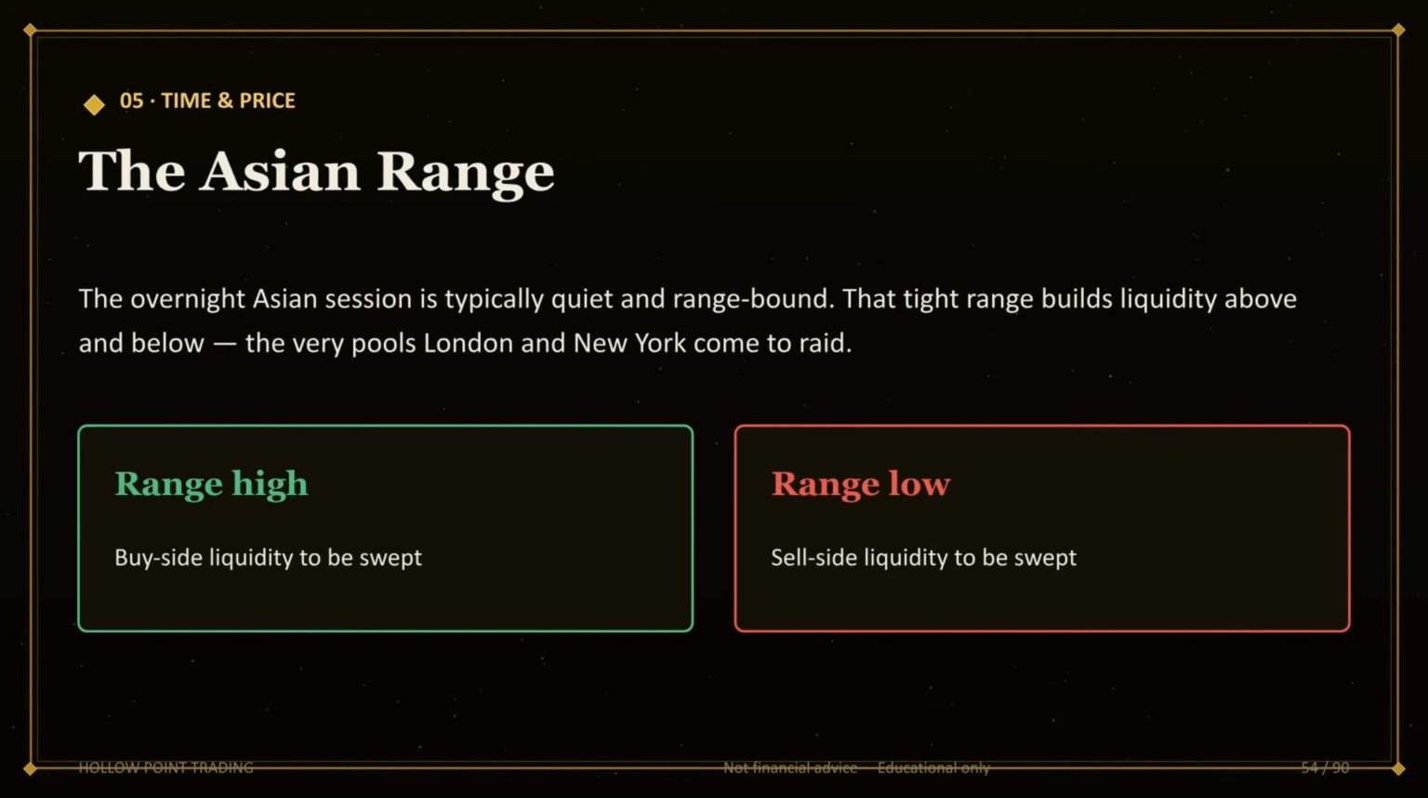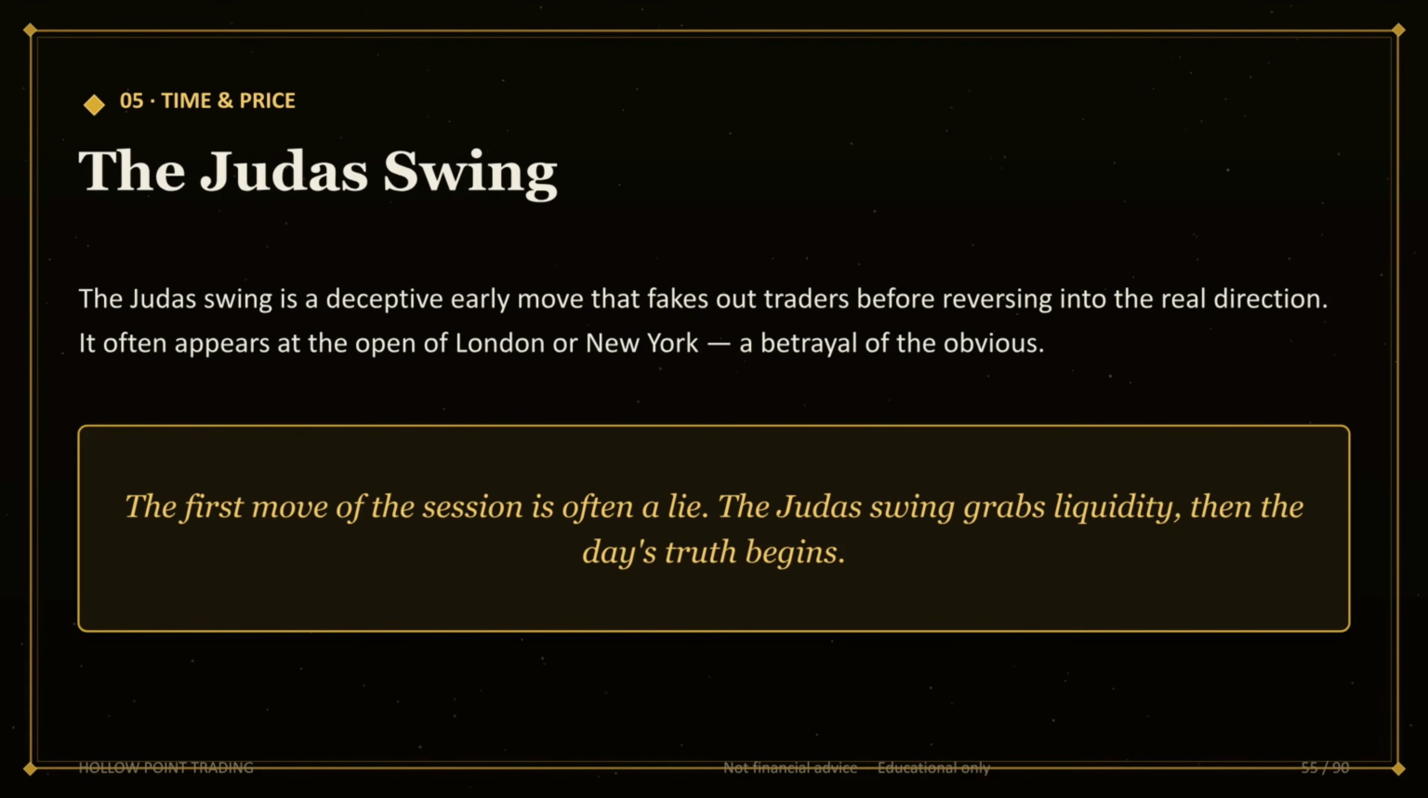The overnight Asian session is generally quiet and range-bound. This tight consolidation builds liquidity above and below the range, creating pools that the London and New York sessions look to raid. A Judas swing is a deceptive move that fakes out traders before reversing into the true direction. Often appearing at the start of a session, it serves to grab liquidity before the real move begins.